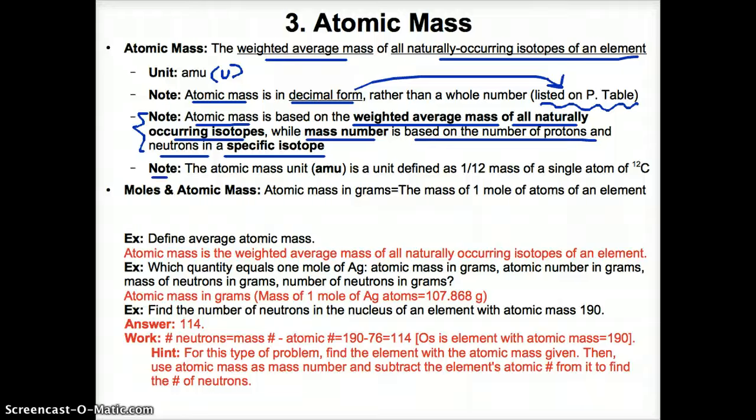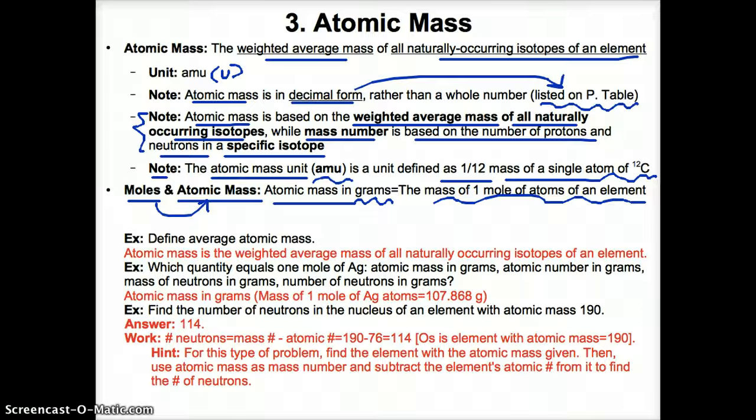All right. Next, note that the atomic mass unit, AMU, is a unit defined as 1/12 the mass of a single atom of carbon-12. Okay? Finally, I want you to note a relation between moles and atomic mass. Specifically, when you're given the atomic mass in grams, what you should know is that atomic mass in grams of the element represents the mass of 1 mole of atoms of that element, which we'll see in a minute. All right, so for example, the atomic mass in grams of carbon, which is listed on the periodic table as 12.011 grams, would be the mass of 1 mole of atoms of carbon.